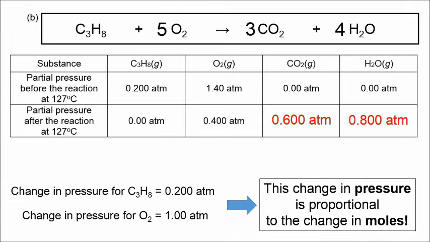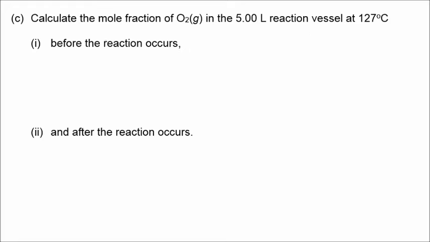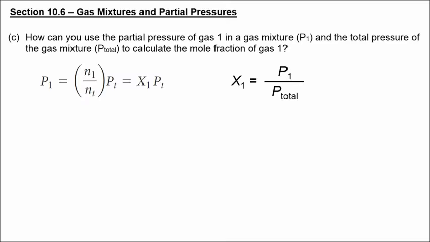So now that we know these numbers, let's calculate mole fraction. We have to calculate the mole fraction of oxygen in this vessel before and after the reaction. You might think, how can we do this? Should we convert from the ideal gas law into moles of oxygen? Well, there's an easier way to do this that does not involve the ideal gas law. Remember back in your chapter 10 packet, we said that you can calculate the mole fraction by simply doing the pressure of one gas divided by the total pressure. Well, we can do that here.